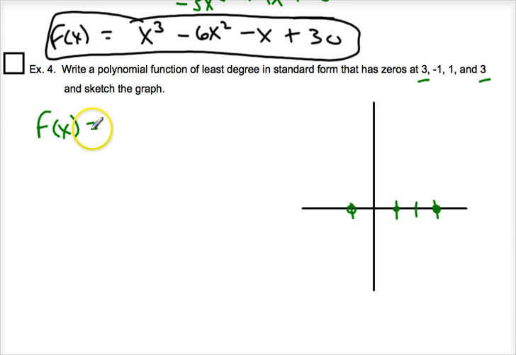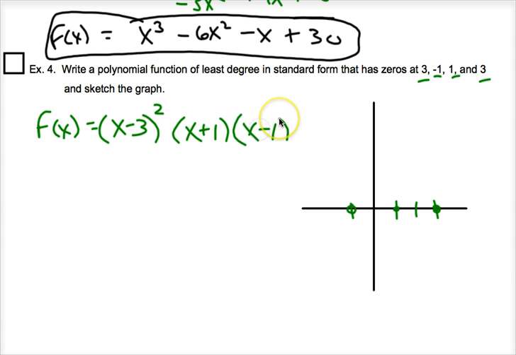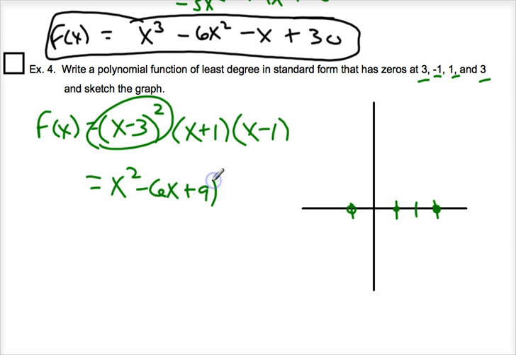In order to get a 3, I need an x minus 3. But there's also another 3, so I need another x minus 3, so I'm just going to put a square here. In order to get a negative 1, I need an x plus 1. And in order to get a 1, I need an x minus 1. I'm going to do the square dance right here. That would be first one squared, twice the product, last one squared.